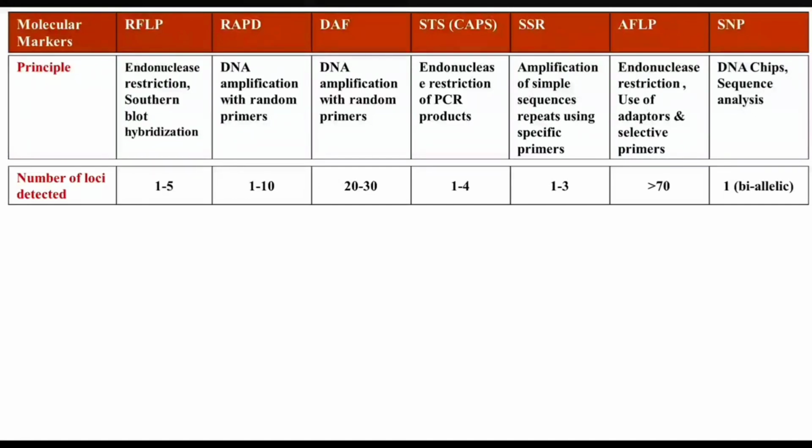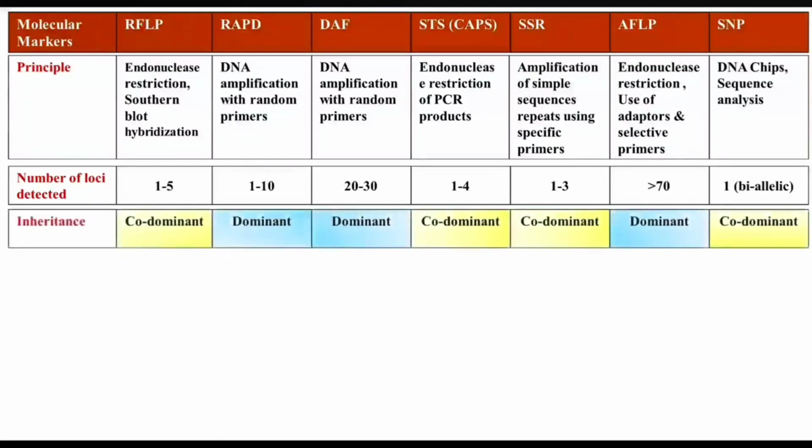In case of DAF, that is 20 to 30. STS, CAPS, it's 1 to 4. SSR, 1 to 3. And in case of AFLP, it's greater than 70. You should note it down. It's greater than 70. Okay. Then in SNP, it's 1, biallelic. This is also asked many times.